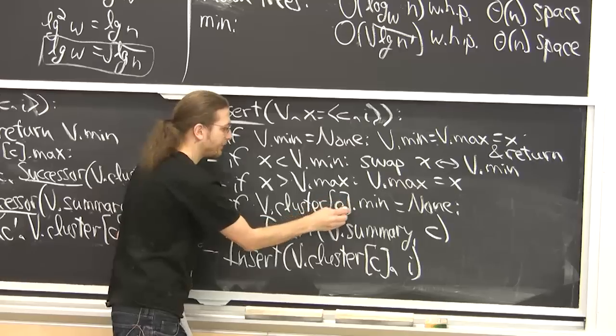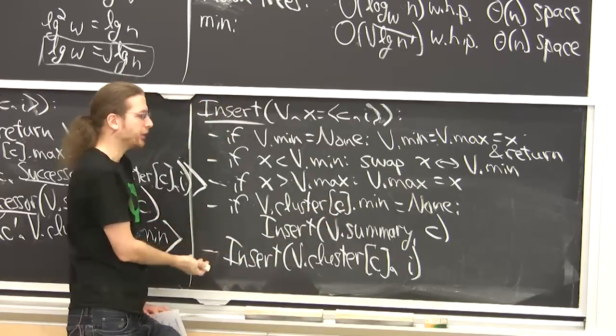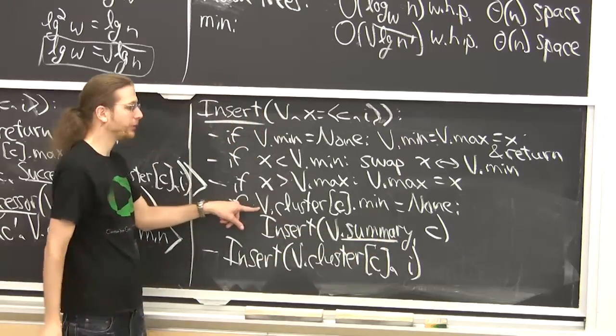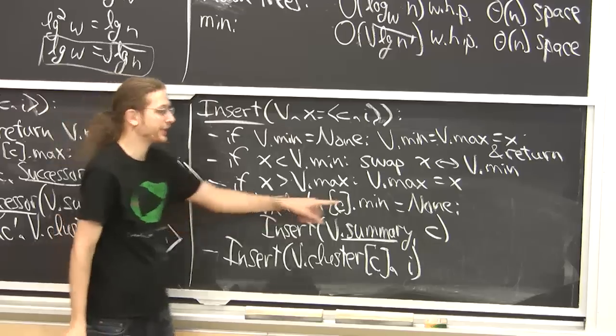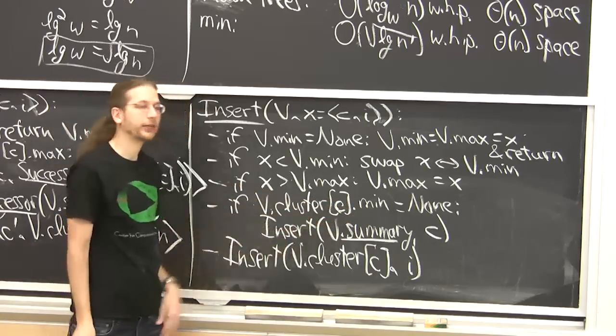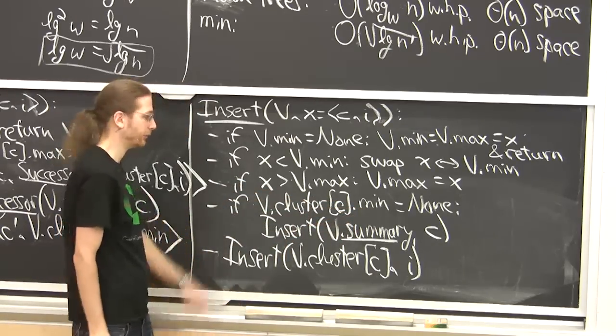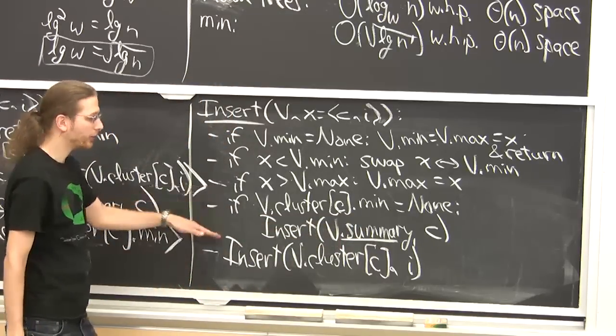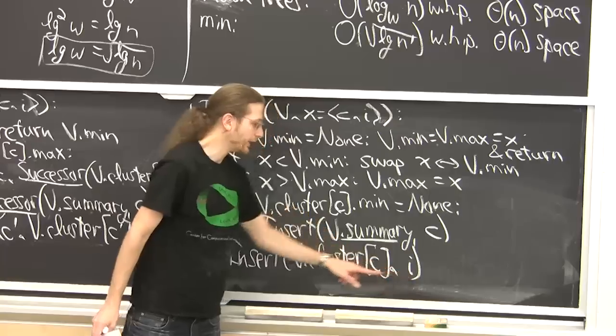This is really the obvious thing to do for insertion. We have to update the summary structure, meaning if the cluster that we are inserting into, cluster C, is empty, that means it was not yet in the summary structure. We need to put it in there. So we just insert C into v.summary. Pretty obvious. And in all cases, we insert our item into cluster C.